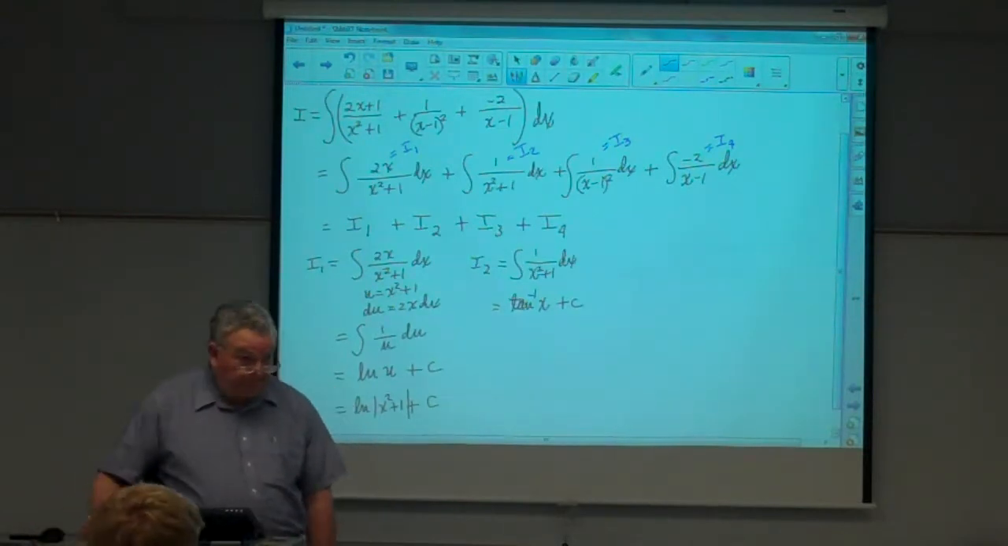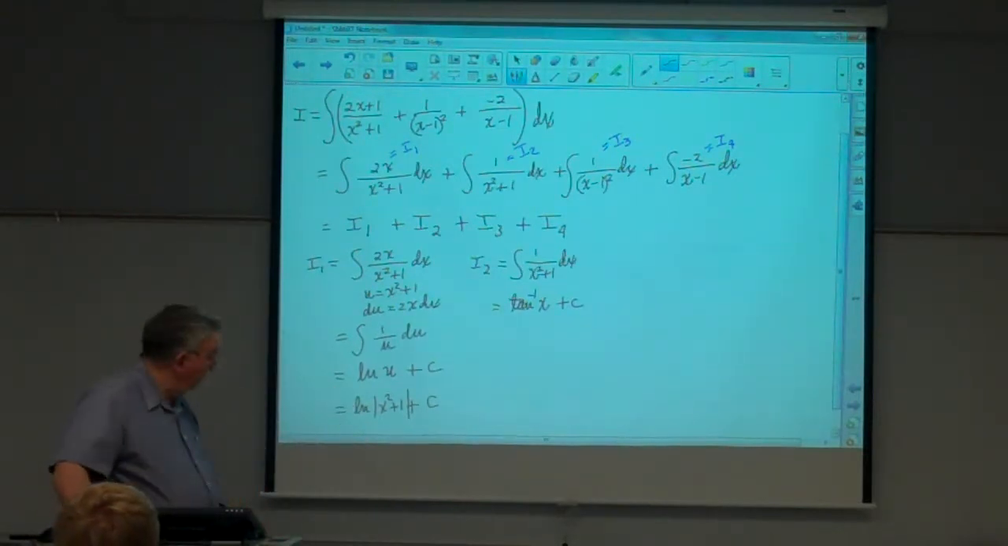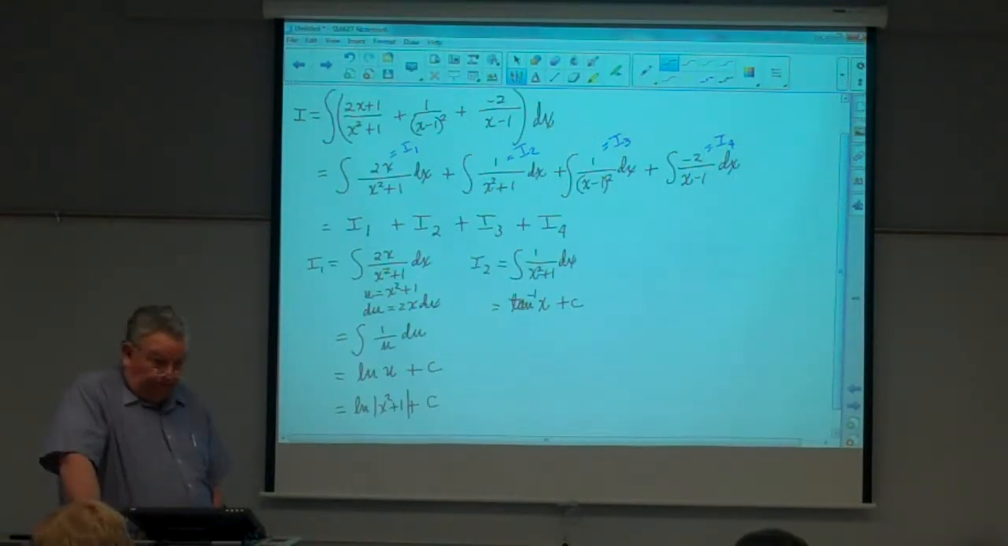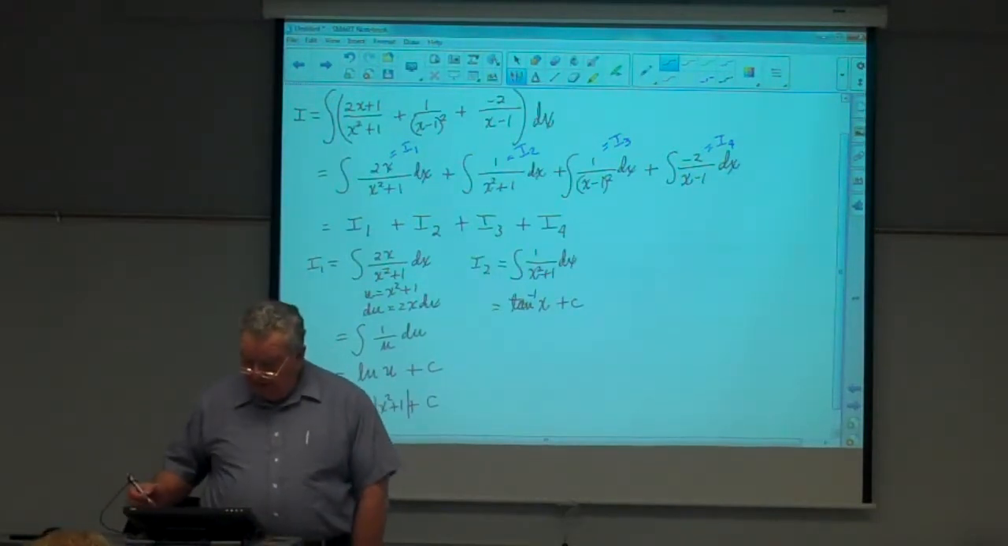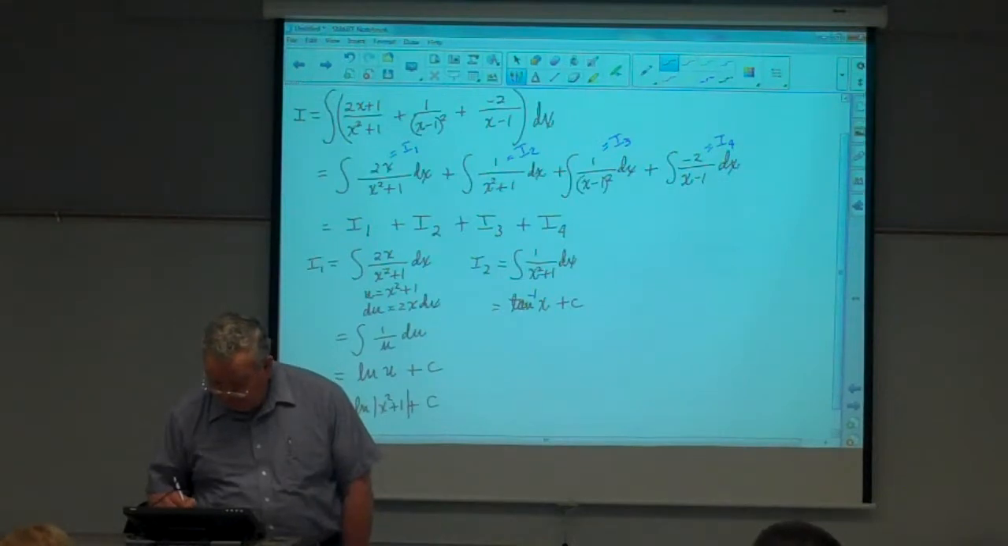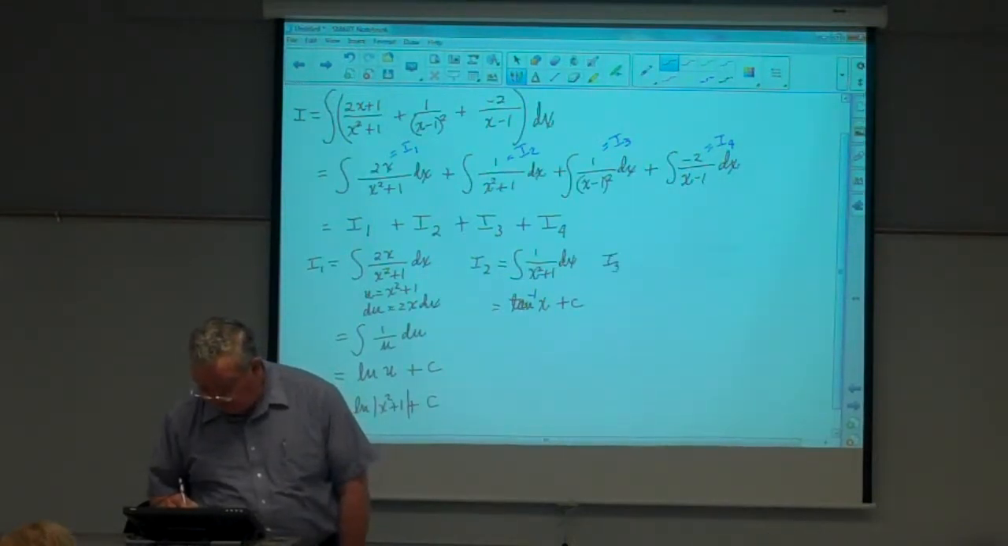Am I right? Yeah. Wow. Isn't that the inverse tangent? You're going to have to look on your handy dandy 3x5 card. Now, number 3. I3.